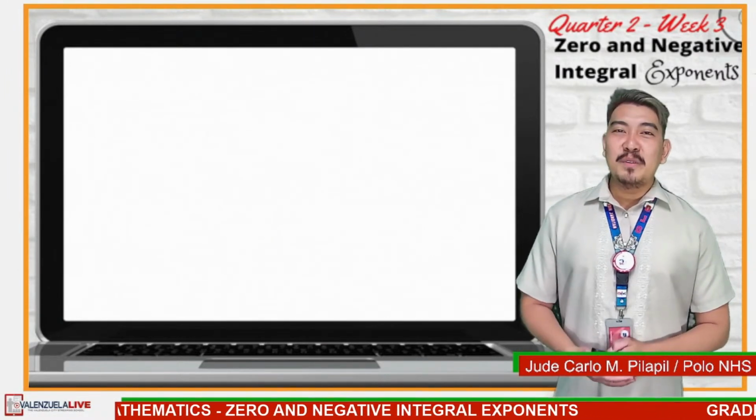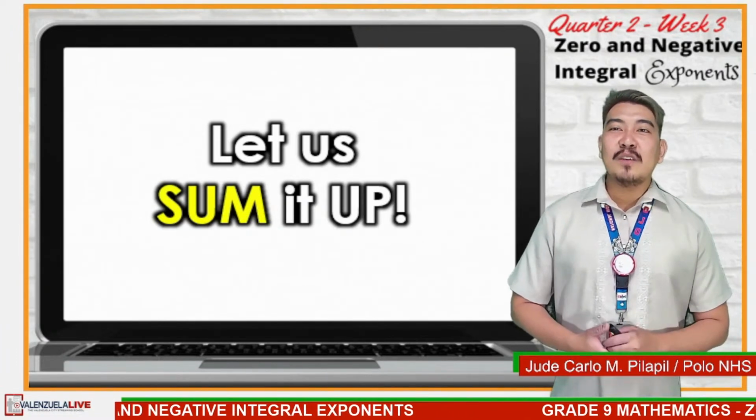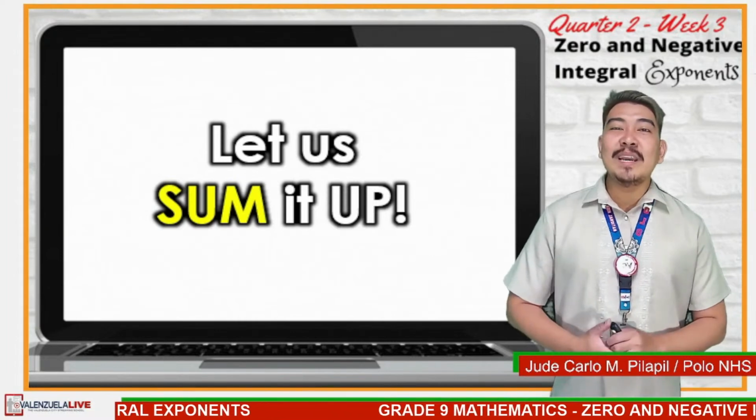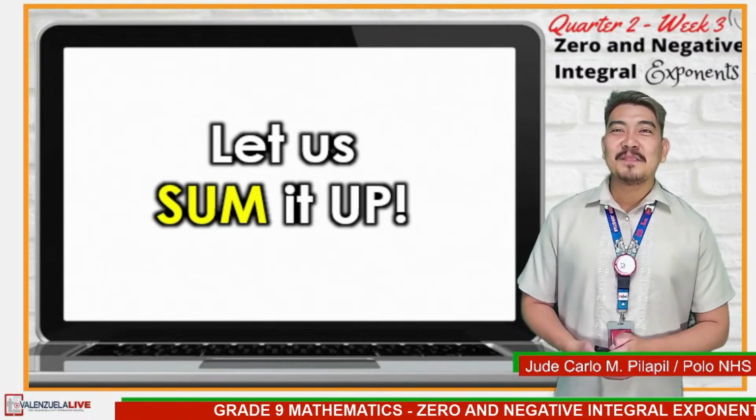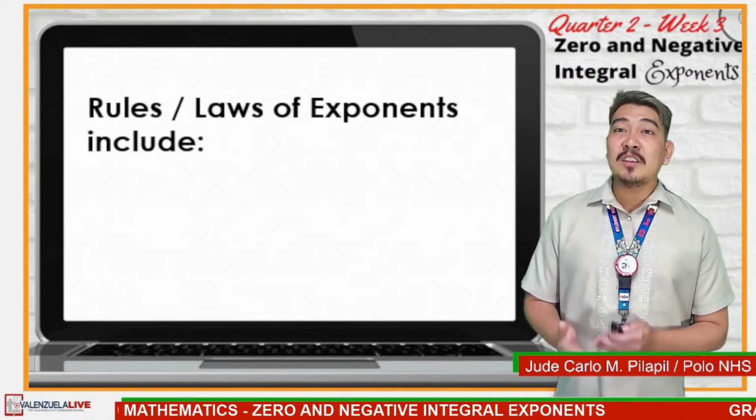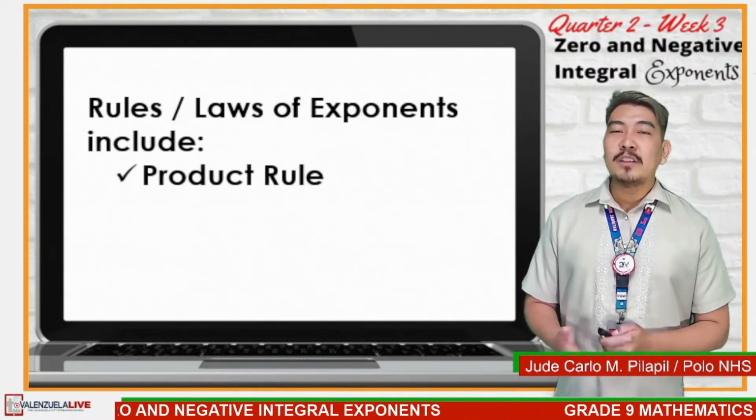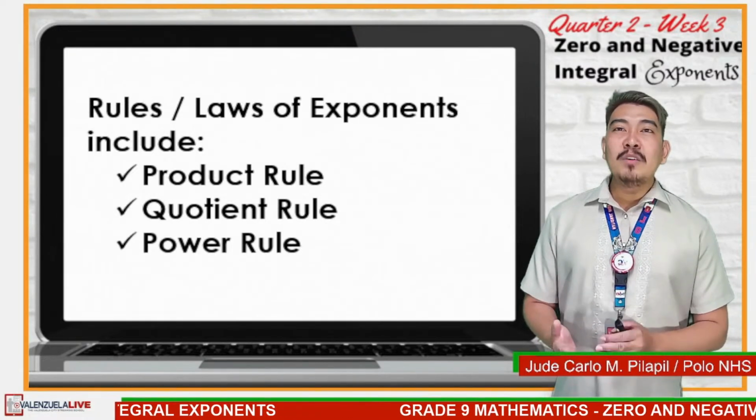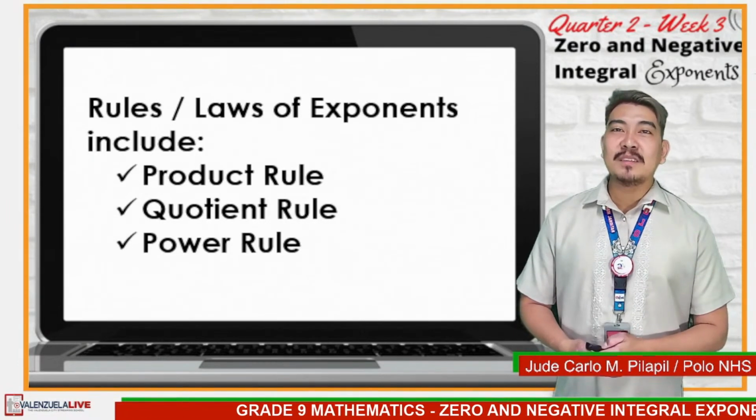We are now through with our topics for today about the rules or laws of exponents, which focused on the zero and negative integral exponent rules. Let us now sum it up. There are 3 different rules or laws of exponents discussed during the previous grade levels, such as the product rule, quotient rule, and the power rule. In the power rule, it includes the power of a product and power of a quotient rules.